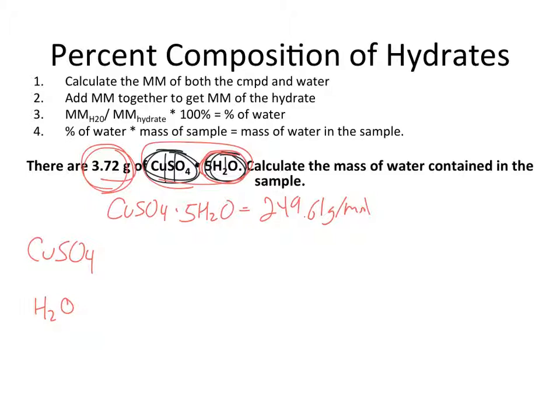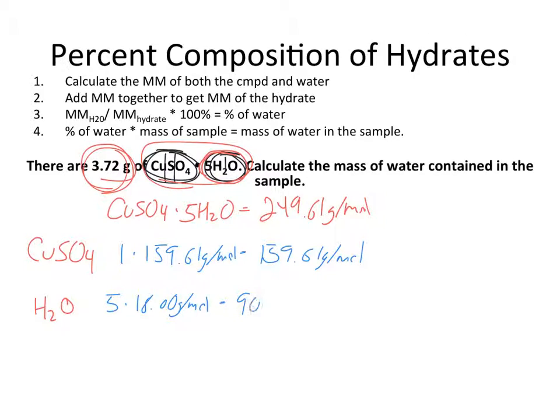So we're going to find the mass of each. And again, looking at our periodic table, we know we have one of these, and this weighs 159.61 grams per mole. Now in water we have 5 of them, and each one weighs 18.00 grams per mole. So we're going to get 90 grams per mole. Okay, now again, if you add these up, then you'll get to 249.61.